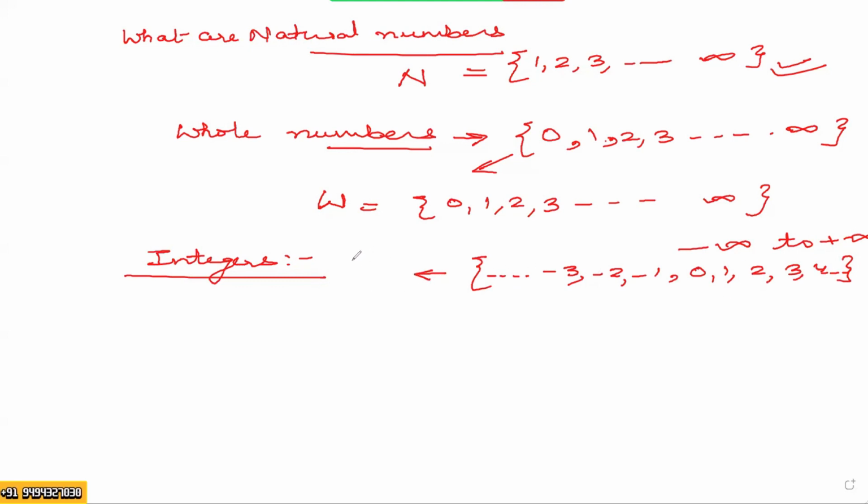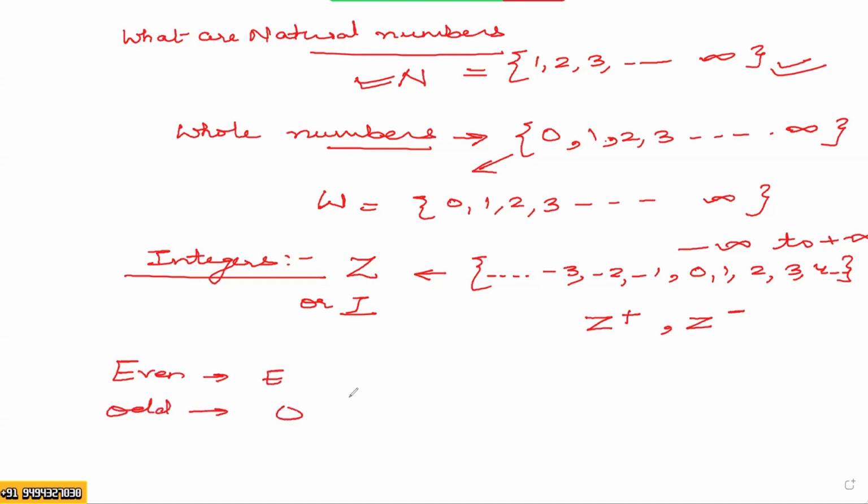And by which symbol will we represent this? Capital I. Z or I. Capital I. And for positive integers, we will be using Z positive, and for negative integers, we will be using Z negative. Clear, children? For representing our numbers, we will be using these alphabets in grade 11 and higher classes also, in maths. Now for even numbers, we will be using E, and for odd numbers, children, we will be using capital O.